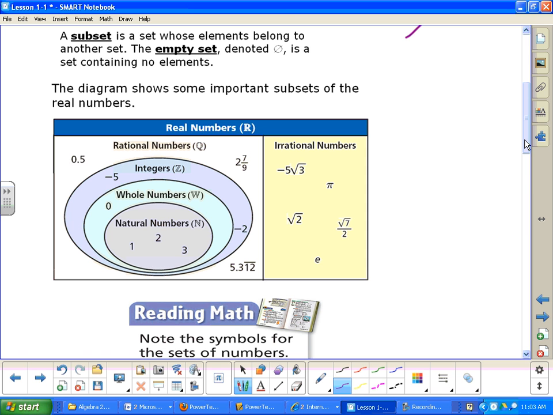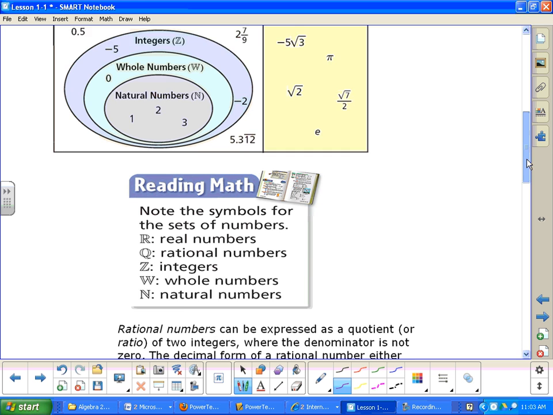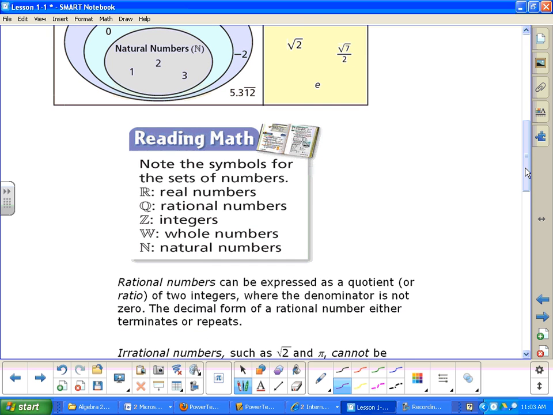And then we have irrational numbers. So note the specific symbols. R for real, Q for rational, Z for integers, W for whole numbers, and N for natural numbers. Now you can write the whole word out if you want, or you can use the symbolism. The one that's used more than anything else usually is the one for real numbers, and it looks like that right there.